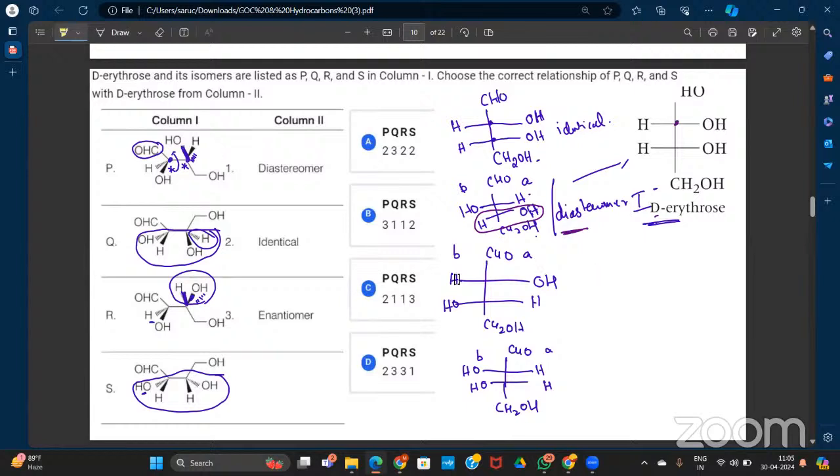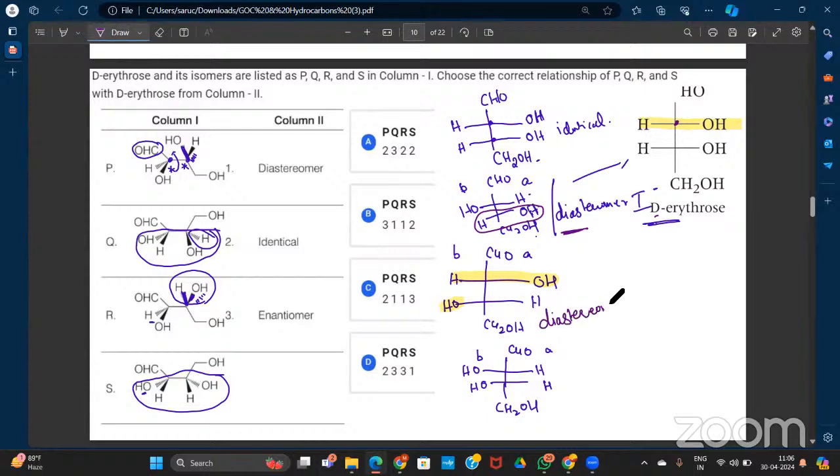So see over here, you have hydrogen on the left, OH on the right. Here you also have hydrogen on the left, OH on the right. And the second one is OH on the left side, but here you have OH on the right side. So one configuration is the same, the other one is different. So tell me whether they are enantiomers or diastereomers. Diastereomer. Very good. So it is a diastereomer.